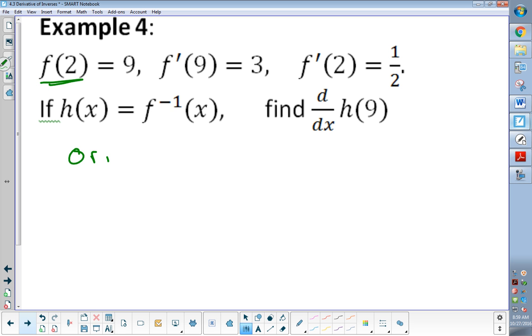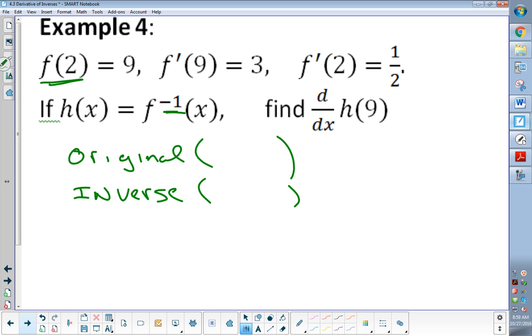So I look at this and I'm seeing inverses. I know I need two things. I need to know what the original point is, and I need to know what the inverse point is. In the end, what do I want to find the derivative of? I want to know what h of 9 is. Okay, I want h at 9. So that's the inverse. That h right there is my inverse equation. Since that's what I'm finding, that's going to be my inverse.